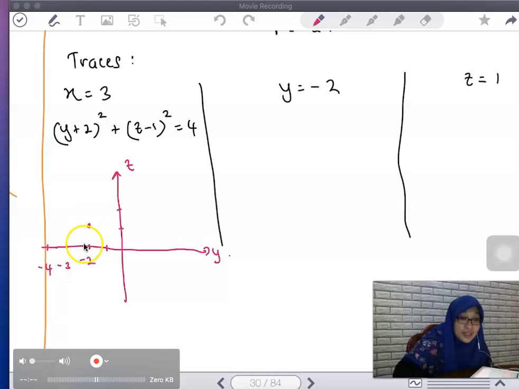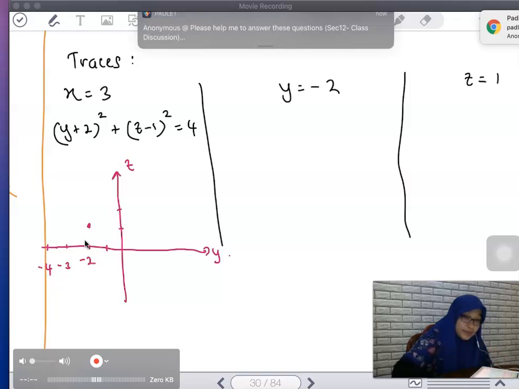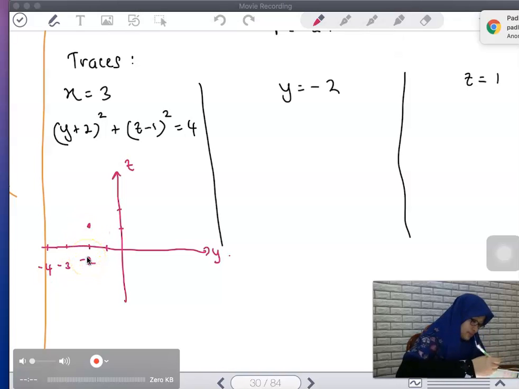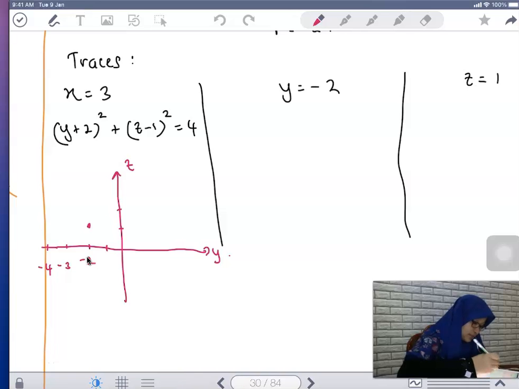So you have to count the length here. Because the radius is 2, you count 1, 2. Because this is 1, -2, that is the center: z is 1, y is -2. So this is 1, -1, -2. This one, this one, this one, that one. So that is your circle now.